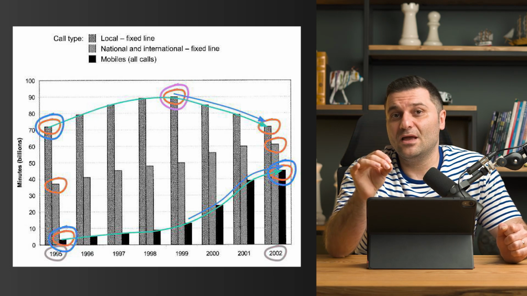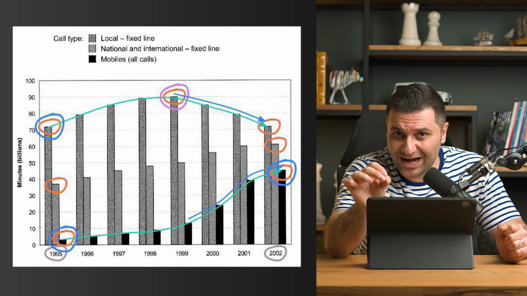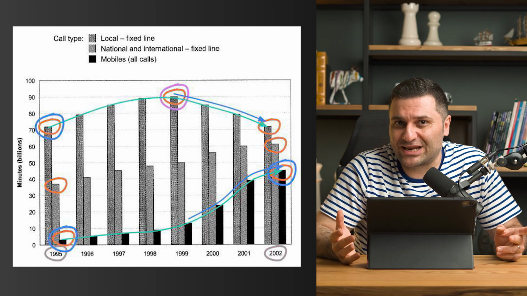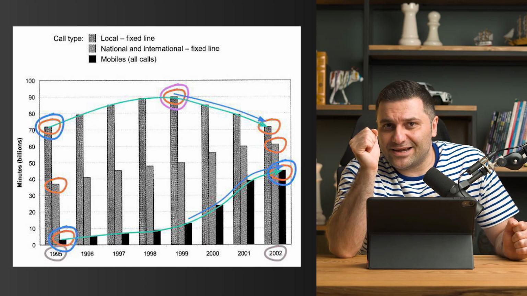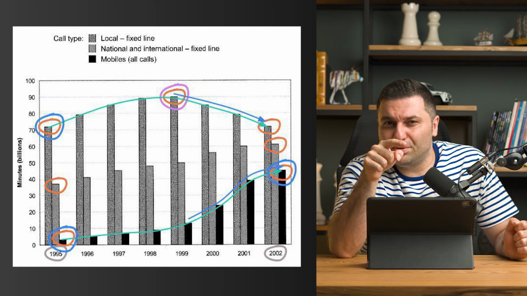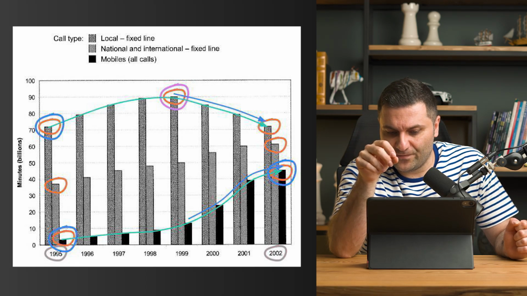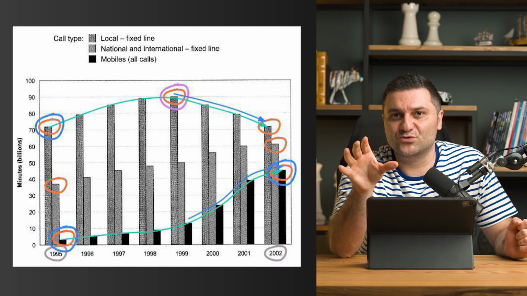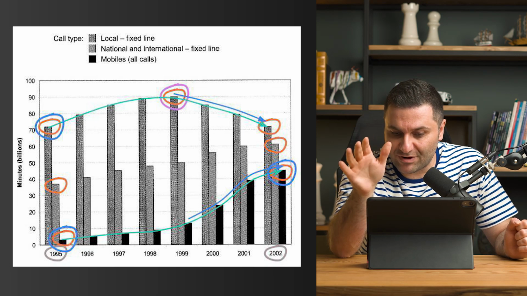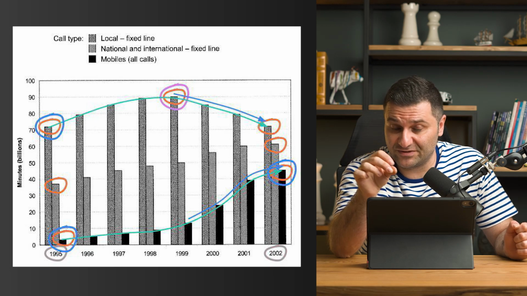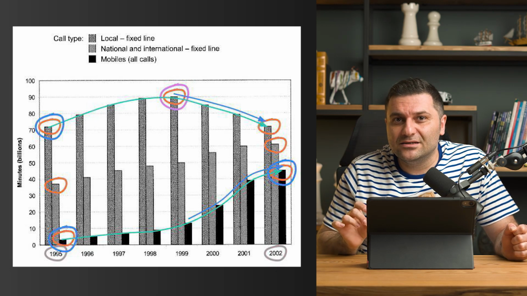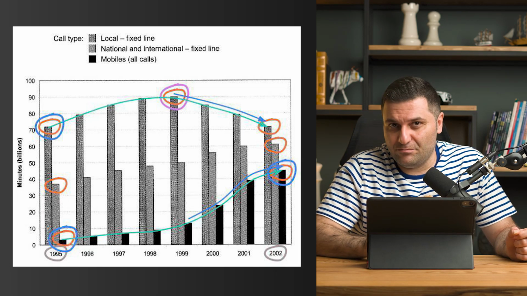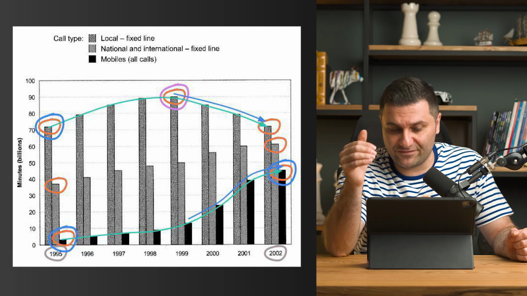Another key feature is striking differences. What do we mean by striking differences? As you see in 1999, the blue color, which I've circled here, local fixed line and mobiles, a striking difference we have here. Local fixed lines stood at around 70 billion minutes, while mobiles stood at around 3 billion minutes. So this is a striking difference.